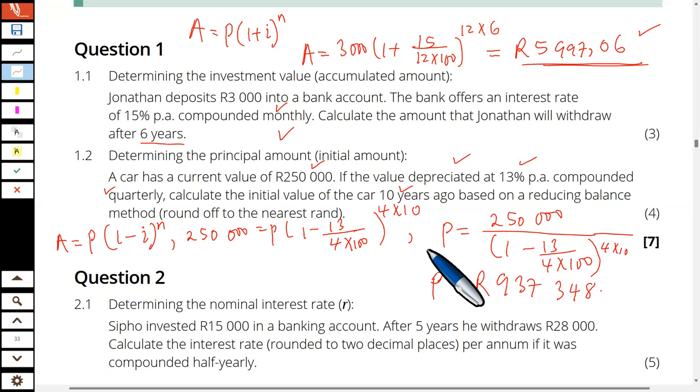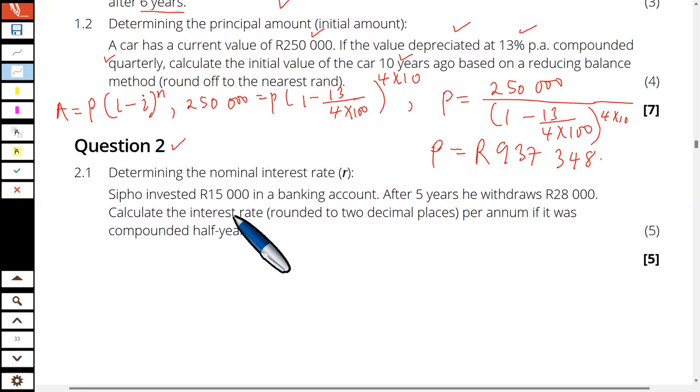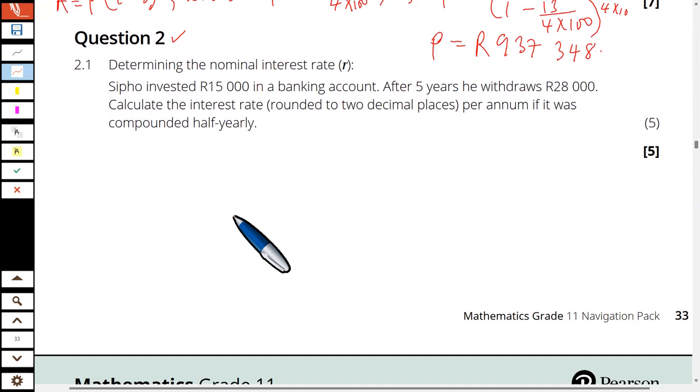Next question, question two. Determining the nominal interest rate R. Sipho invested 15,000 in a banking account. After 5 years, he withdraws 28,000. Calculate the interest rate, rounded to two decimal places per annum, if it was compounded half yearly.